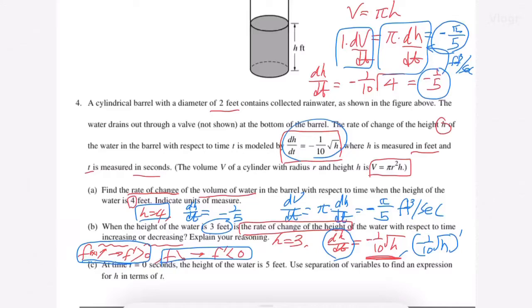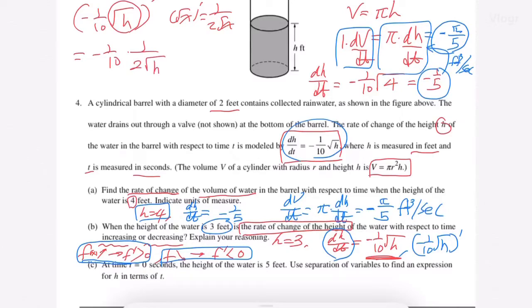Is dh over dt decreasing or increasing? To know that, find the derivative of the function negative 1 over 10 square root h, because I have to find whether that function, negative 1/10 square root h, is increasing or decreasing. That's why we have to find the derivative of that function. So that is equal to negative 1 times the coefficient. The derivative of square root x is 1 over 2 square root x, so 1 over 2 radical h.